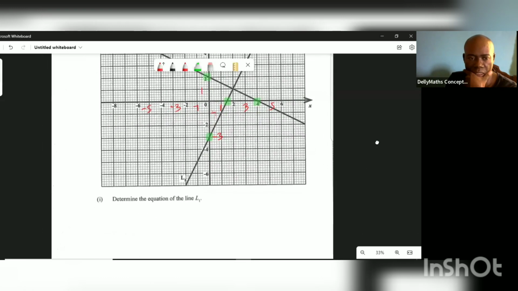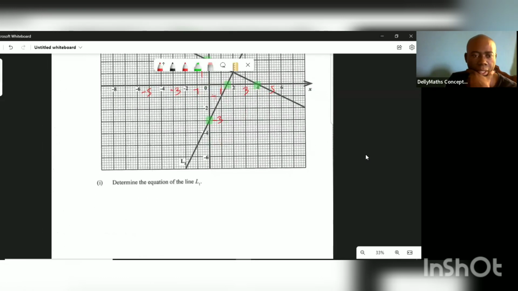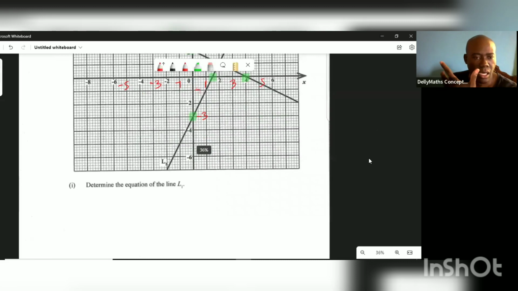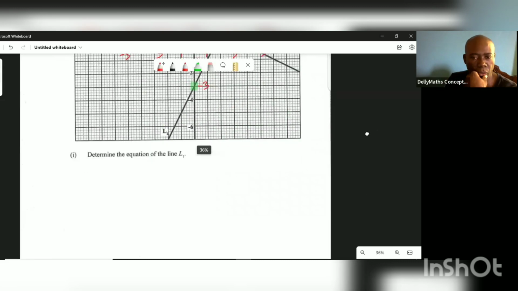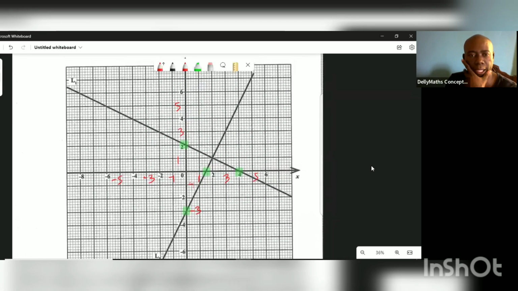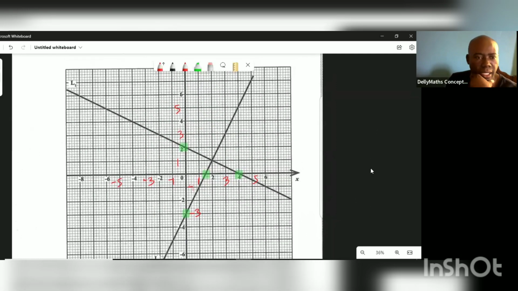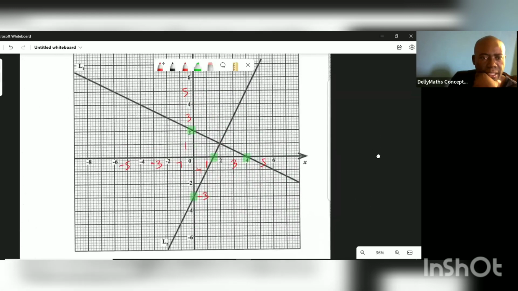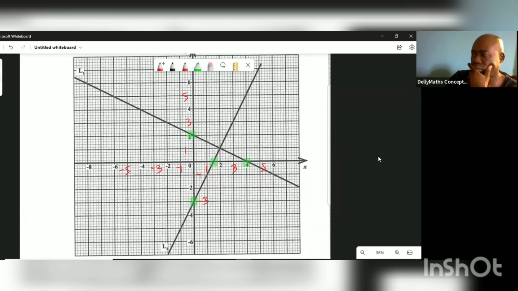It says we want to determine the equation of L1. All right, 3 marks, determine the equation of L1. So L1 is this line that we have here. Let me mark it. This is line L1 that we're dealing with. All right, so we're dealing with that line right now.